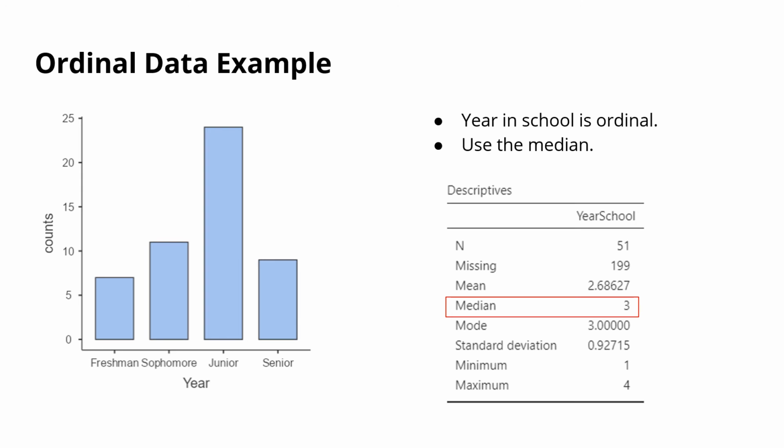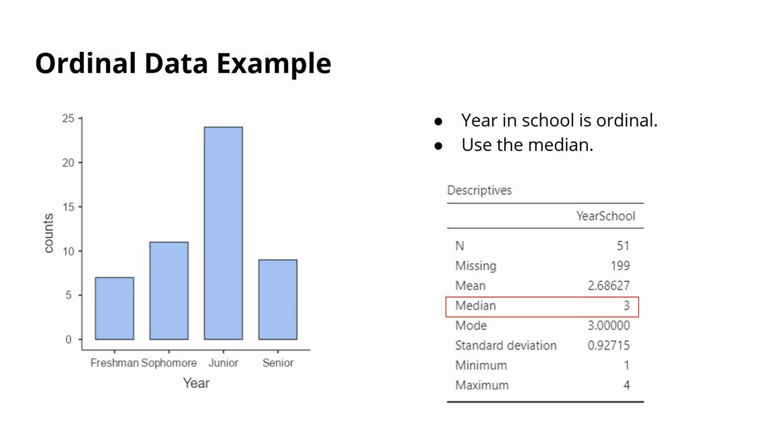So this next example is looking at ordinal data. So here we've asked people to indicate what year they are in school. And so we have freshmen, sophomores, juniors, and seniors. And so these categories are in order, right? So seniors have completed more credits than juniors, who have done more than sophomores, and so forth.